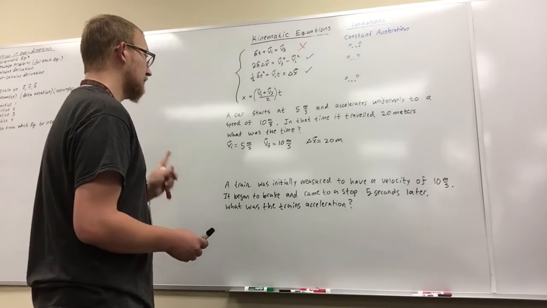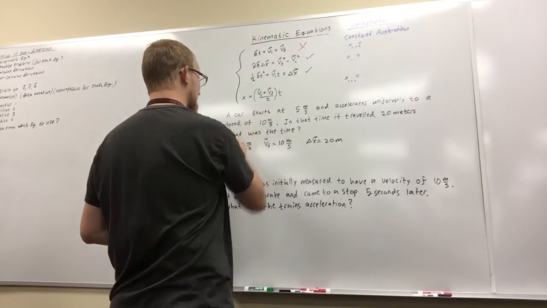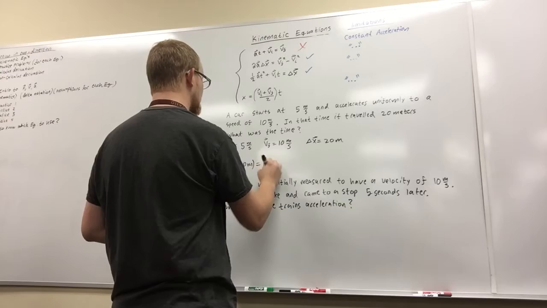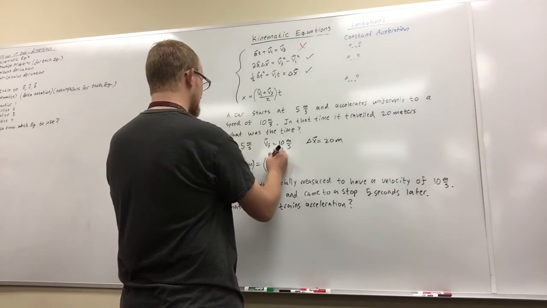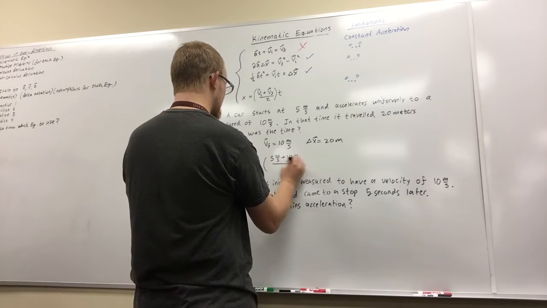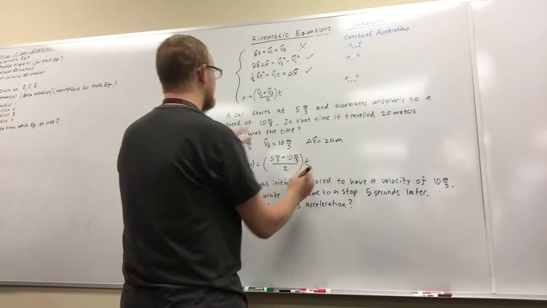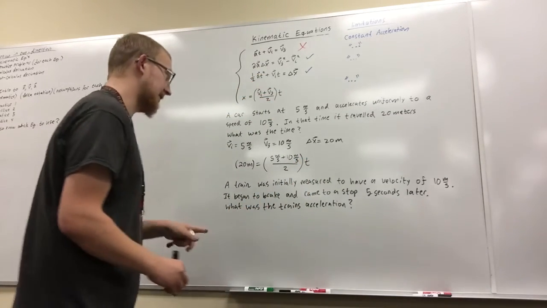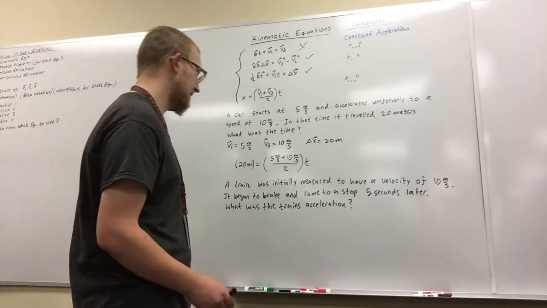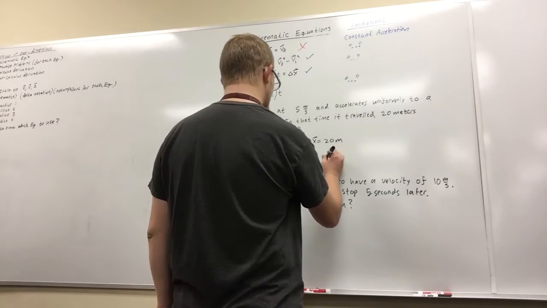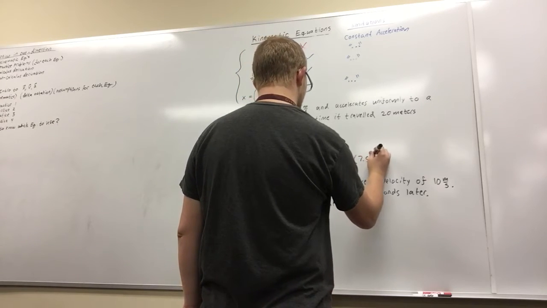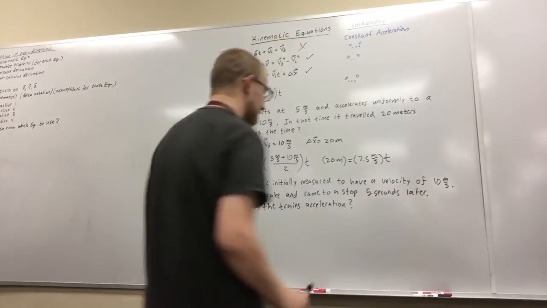All right, so we can go ahead and plug in what we know, which is that delta x equals 20 meters. 20 meters equals v initial plus v final, divided by 2, times t, right? That's the equation. Well, v initial is 5 meters per second plus v final is 10 meters per second. So 5 meters per second plus 10 meters per second is 15 meters per second. Divided by 2 is 7.5 meters per second. So 20 meters equals 7.5 meters per second times time.